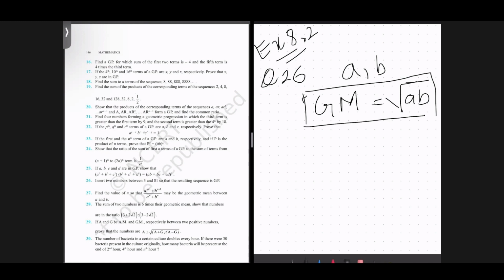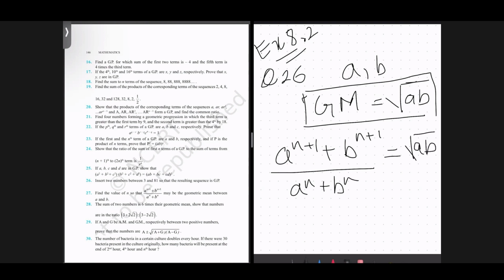We have been told that A raised to the power n plus 1 plus B raised to the power n plus 1 upon A raised to the power n plus B raised to the power n should be the geometric mean between A and B. So we need to find the value of n for this particular equation.